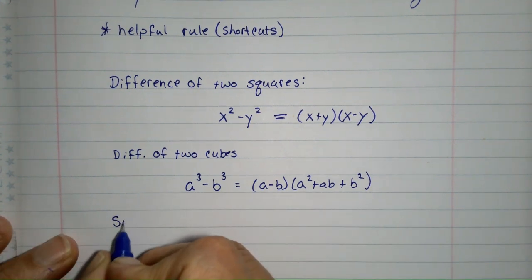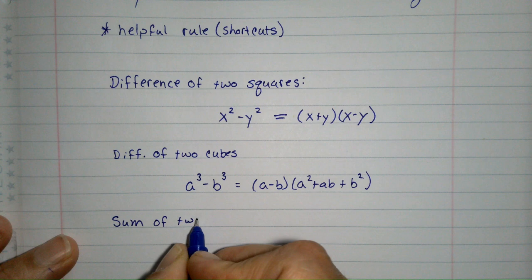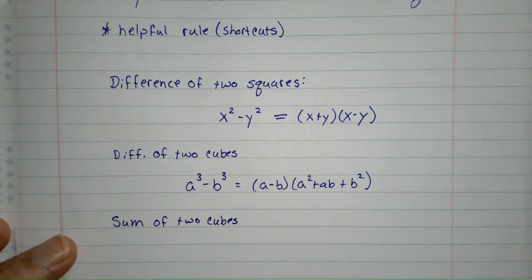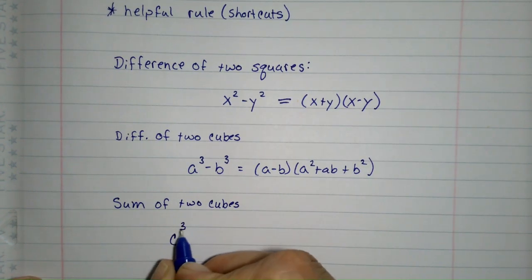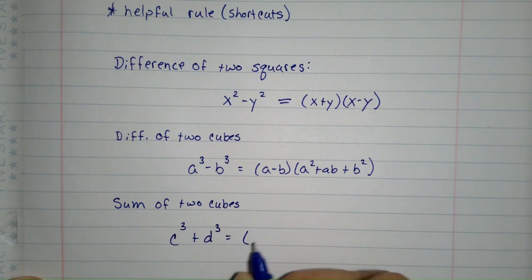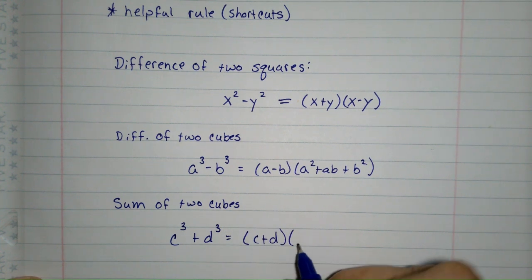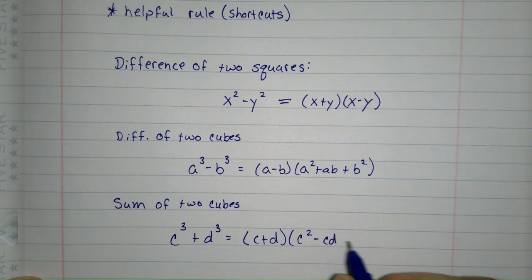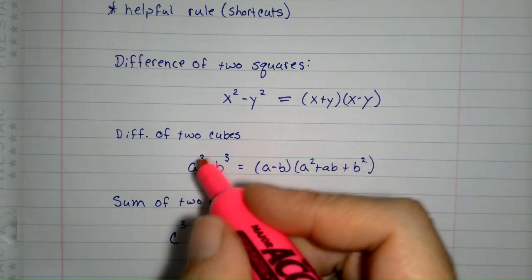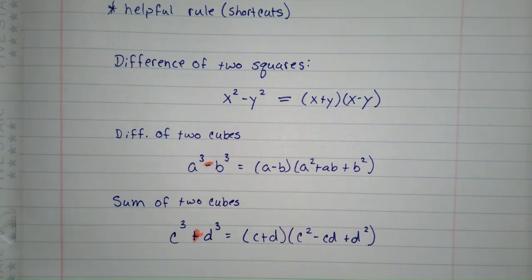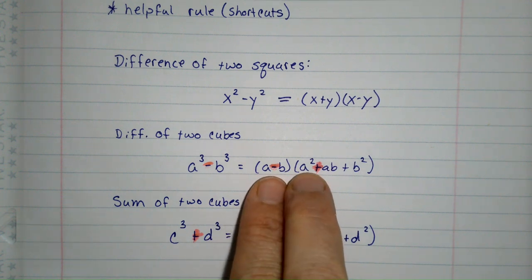And the sum of two cubes, I'll use C and D. That would be C plus D being multiplied by C squared minus CD plus D squared. So the only thing that differs between the sum and difference of two cubes is, yes, there's the minus here and the plus here. That's a minus, that's a plus, that's a plus, that's a minus. So basically these two just flip-flop.